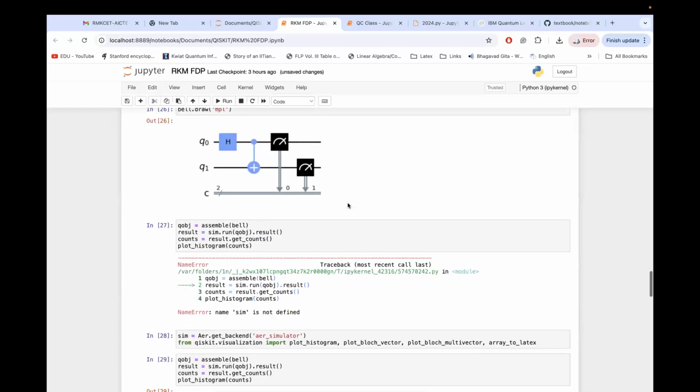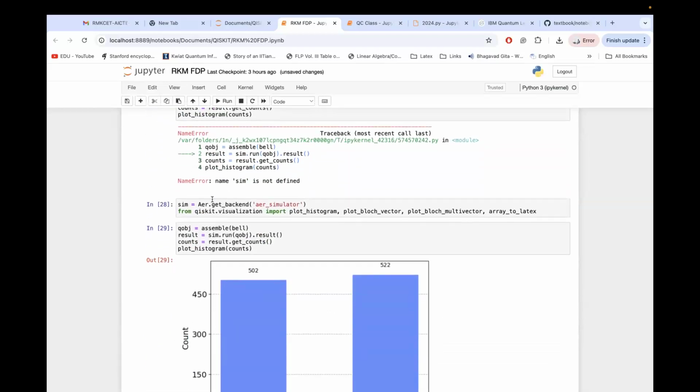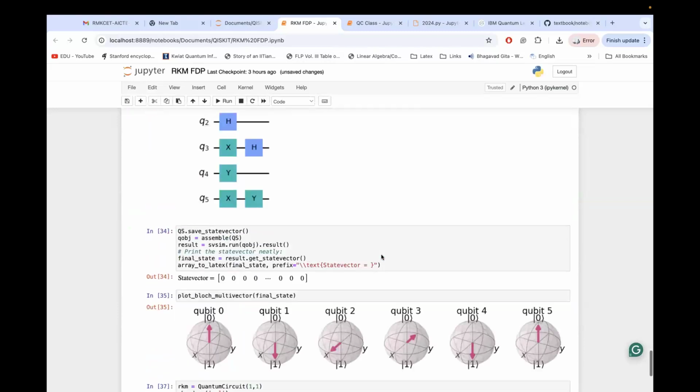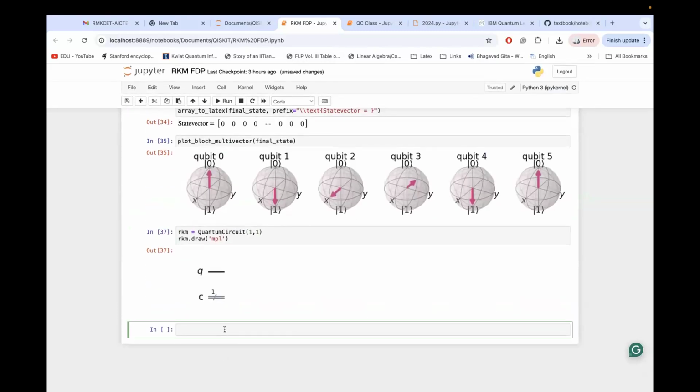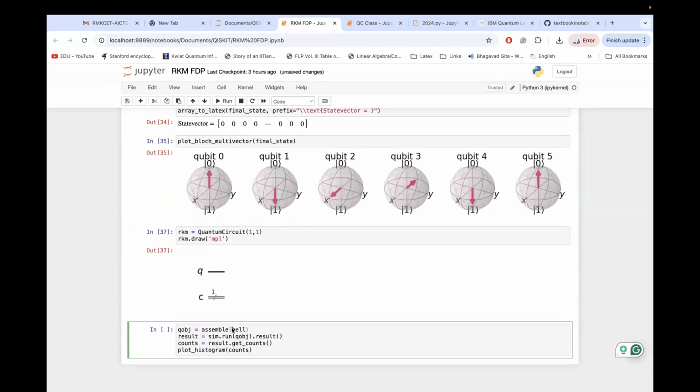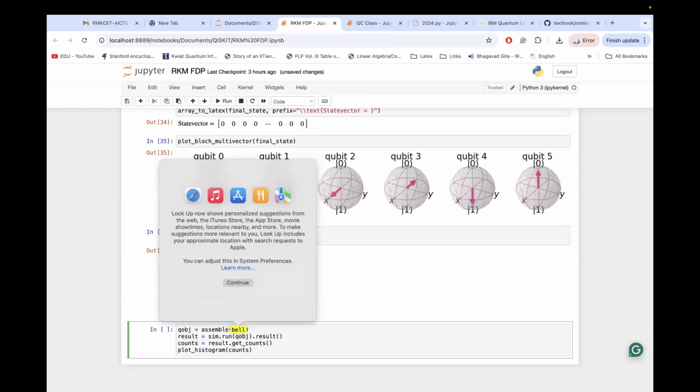So for that, we have to use the simulation package, the AER simulator, that is defined in Qiskit. After that, from the Qiskit visualization tools, we have to import the following things. If you want a histogram, you have to import plot_histogram. It is already imported. Now I'm going to use this command for our circuit. Our circuit is named RKM.